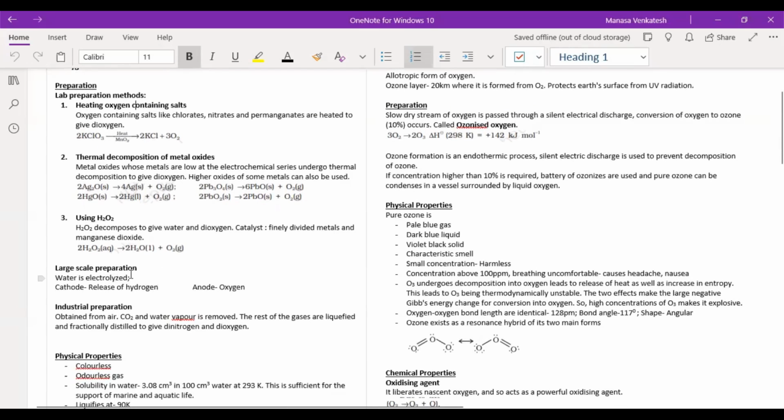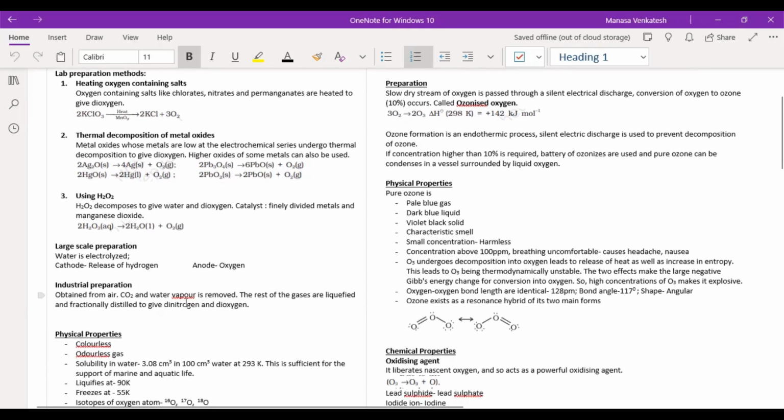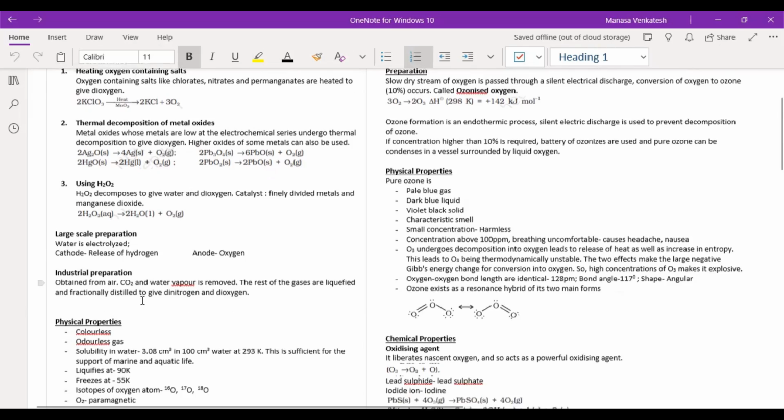The large scale preparation is the electrolysis of water. When this is done, you have the release of hydrogen at the cathode and release of oxygen at the anode. Whereas for the industrial preparation, they obtain it from the air itself. So carbon dioxide and water vapor are removed, and the rest of the gases are liquefied.